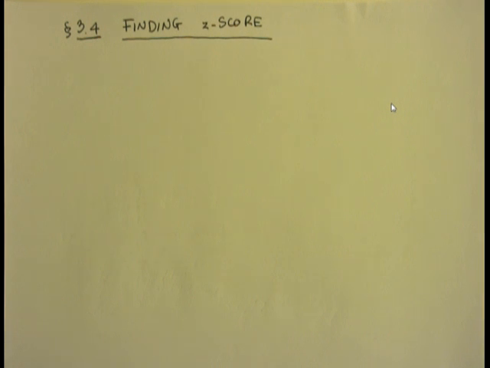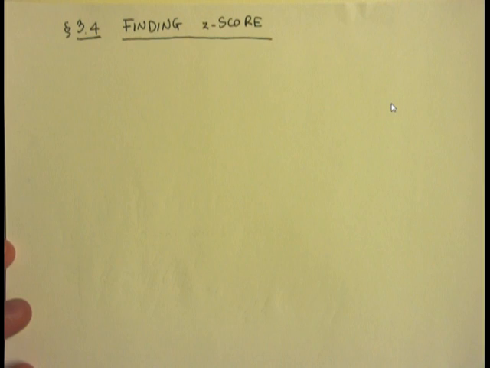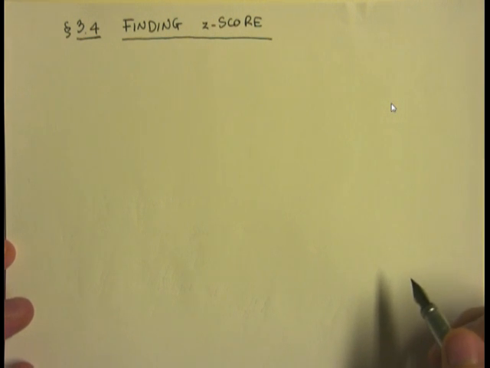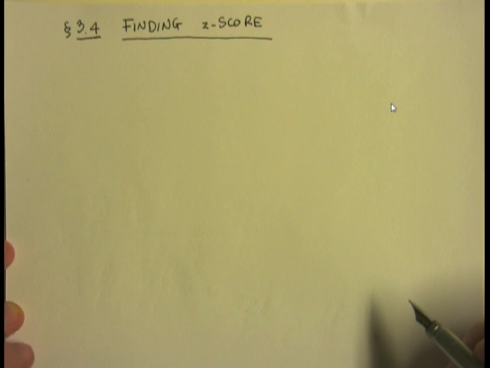Okay, so here we learn how to find z-score, and this is one of the discussion topics in section 3.4. Now, z-score is a way to measure how far an individual data value is away from the mean, and z-score is measured in units of standard deviation.